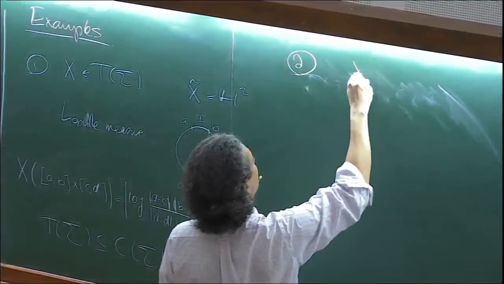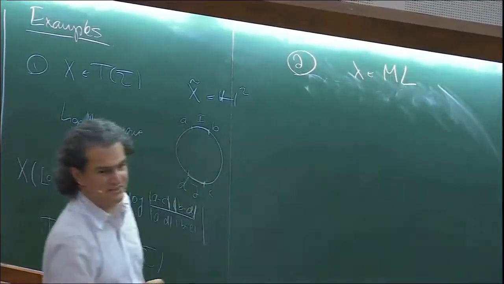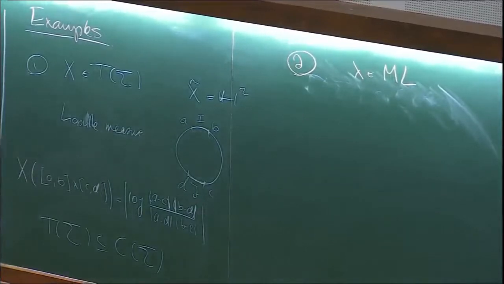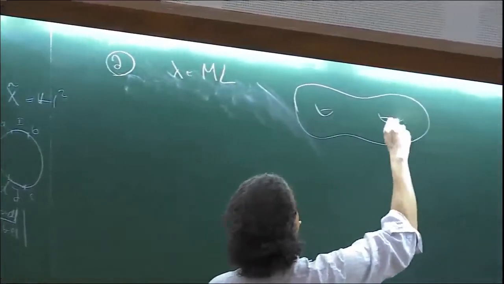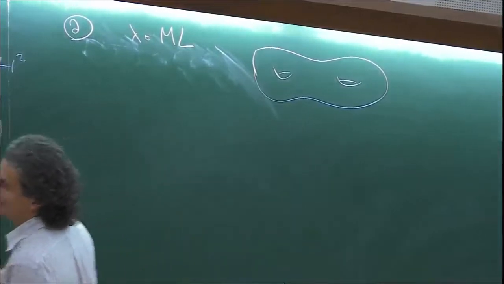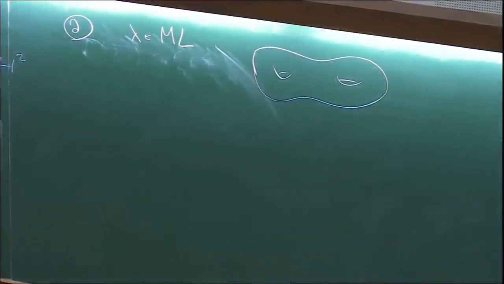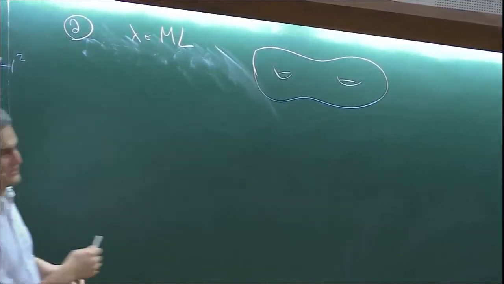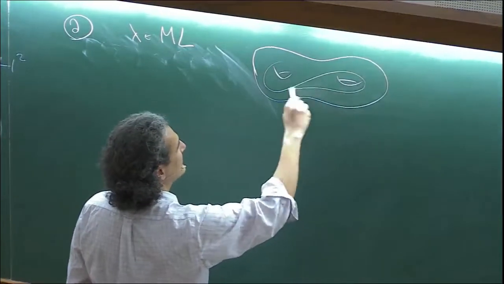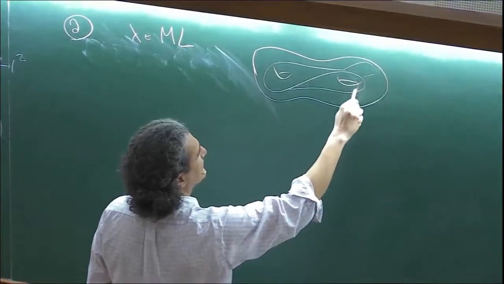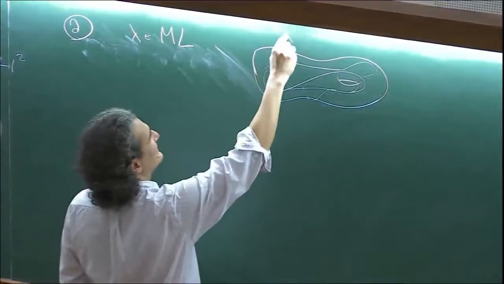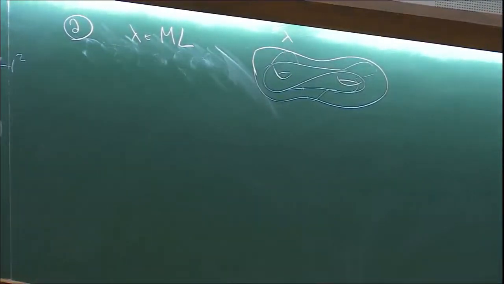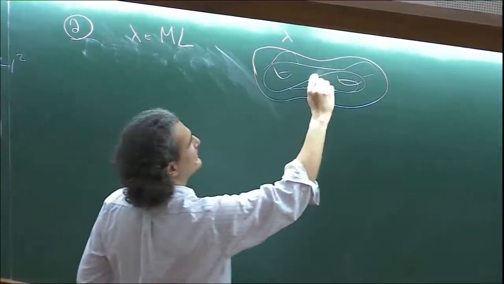So look at ML, the measured laminations. So we know what these guys are. Mohan talked about them for a long time, didn't draw a single picture of a lamination anywhere. So I'll try. This is a closed subset of the surface, which is a union of simple and disjoint geodesics with a transverse measure. So this lamination looks like that. That's lambda. So there's a notion of a transverse measure.